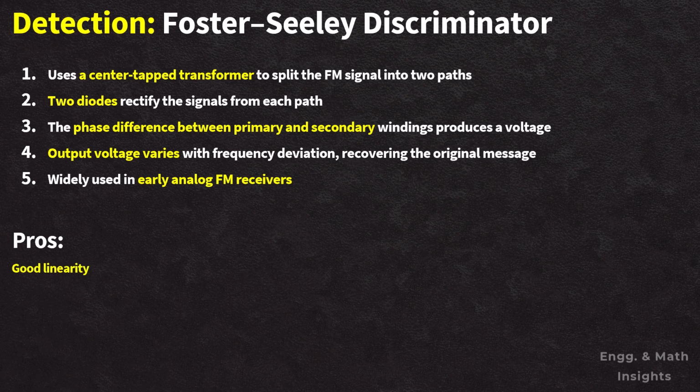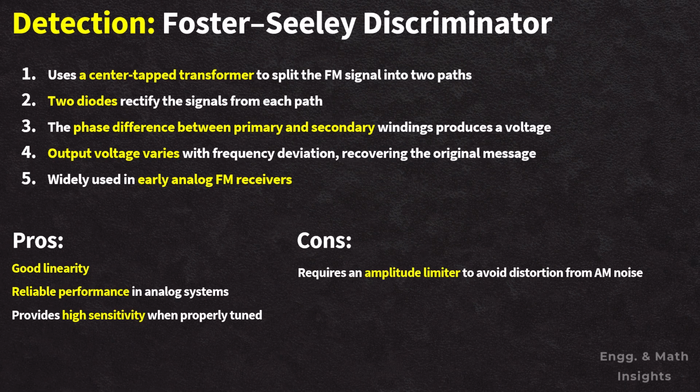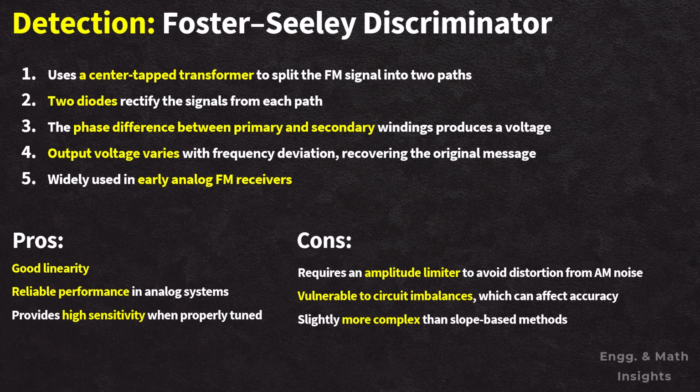Some pros are good linearity and effective for standard FM applications, reliable performance in analog systems, provides high sensitivity when properly tuned. Some cons are requires an amplitude limiter to avoid distortion from FM noise, vulnerable to circuit imbalance which can affect the accuracy, slightly more complex than slope-based detection methods.